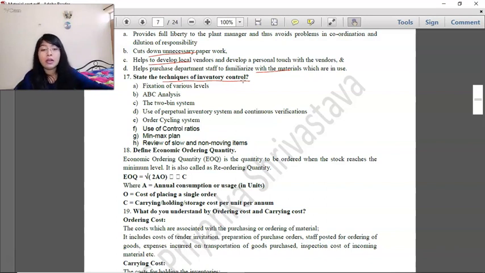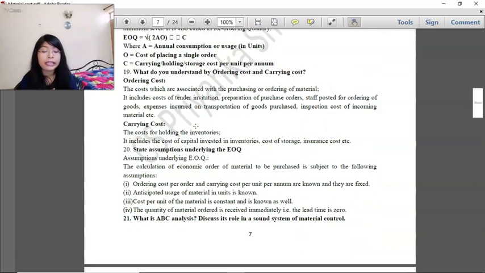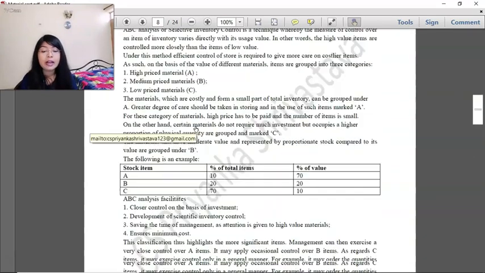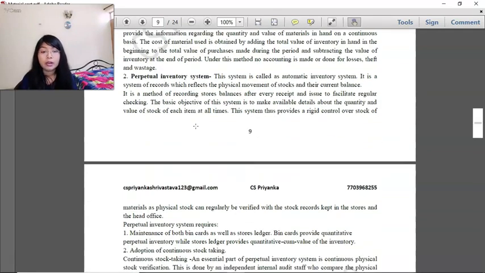The techniques that we're going to discuss are, first, fixation of various levels. Then we will have ABC analysis. Then the two-bin system, and then use of perpetual inventory system and continuous verification. And then we have order cycling system, use of control plan, minimum maximum plan, and review of slow and non-moving items. Basically we need to understand EOQ, economic order quantity. Then we're going to discuss ABC analysis, then the two-bin system.